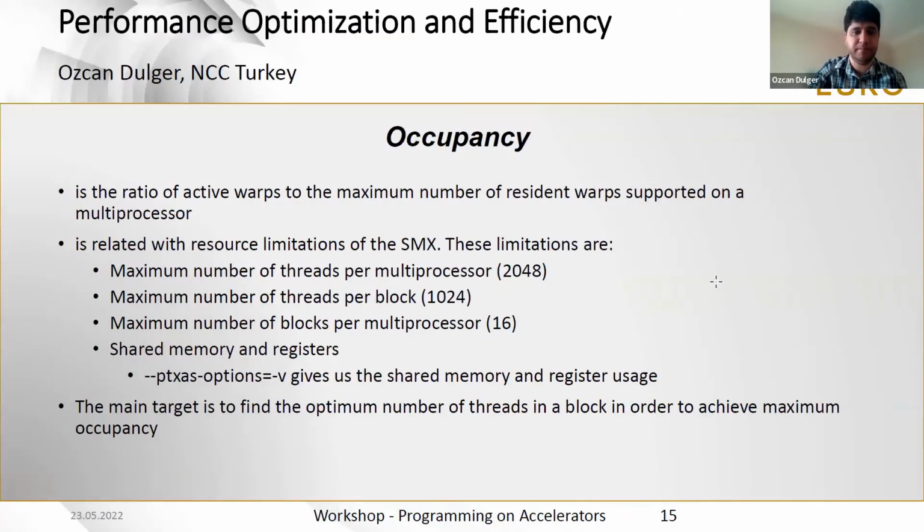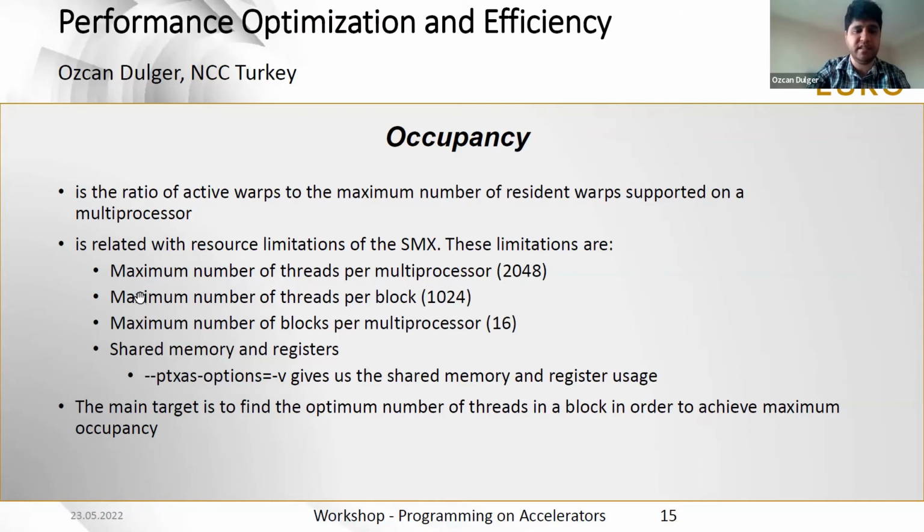It is occupancy. Occupancy is the ratio of active warps to the maximum number of resident warps supported on a multiprocessor. And the occupancy is related to limitations of the streaming multiprocessors. These limitations are the maximum number of threads per multiprocessor. It is 2048. That means at most 2048 threads can be active in a streaming multiprocessor.